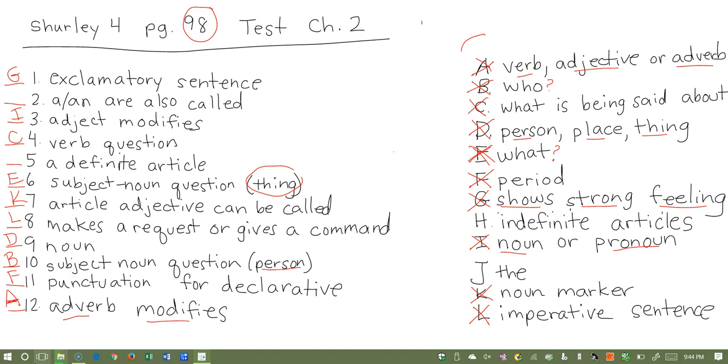We have something called an indefinite article, and we have the word the. Oh, that's weird. And over here, we have a definite article, and we also have a and an are also called. Those are our last 4, and we've got to figure out how we're going to match this up. So I see there's definite articles over here and indefinite articles.